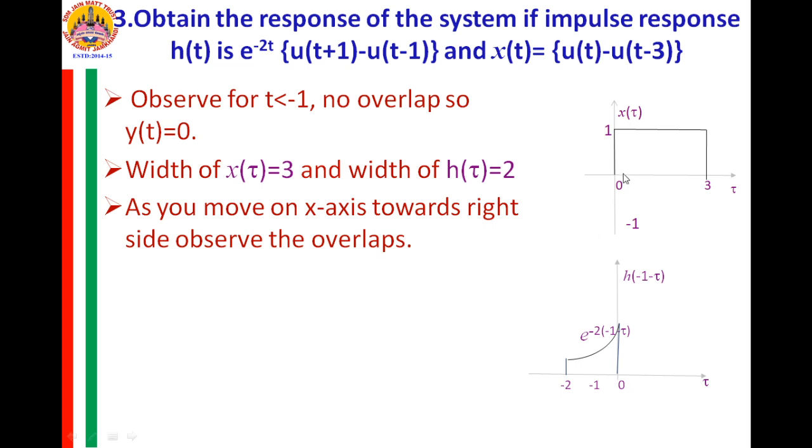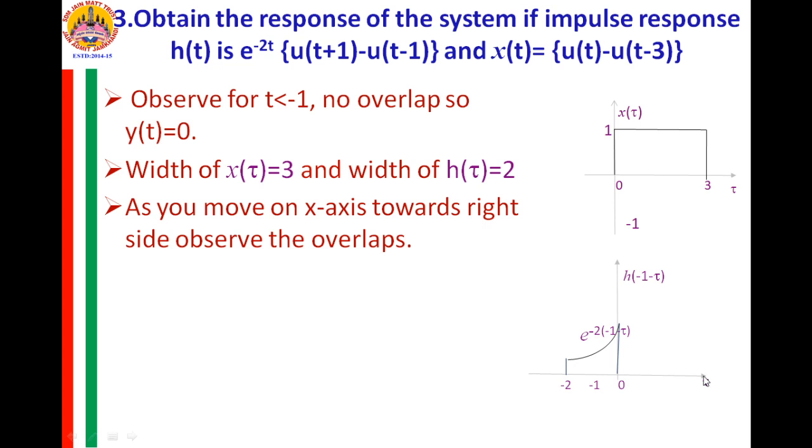When it becomes t is equal to 2, that means you will have shifted this h of t minus tau twice towards the right side, and you observe that this h of t minus tau at that time will be existing from 0 to 2, and the entire width of h of t minus tau is overlapping with this x of tau. How much duration does it overlap? Till this end becomes up to 3 here.